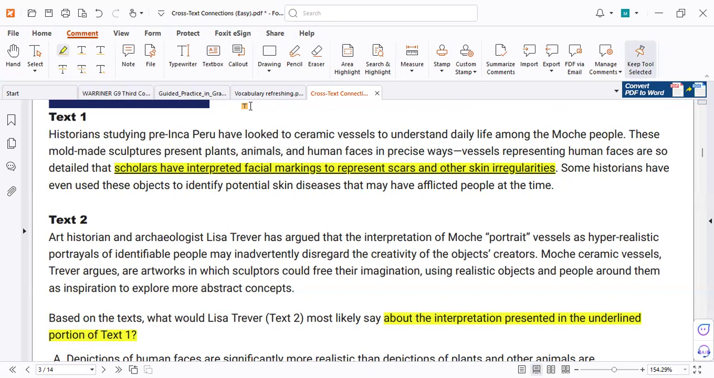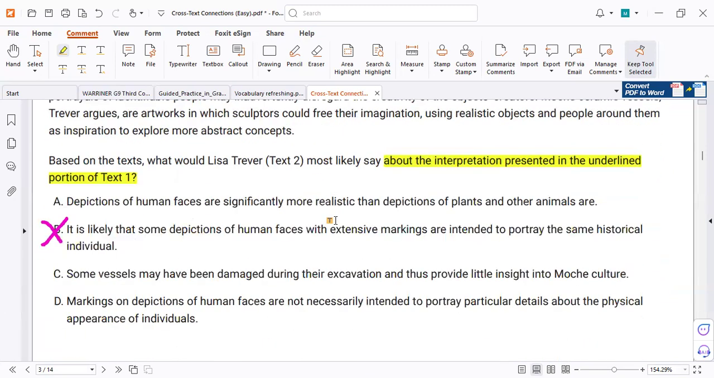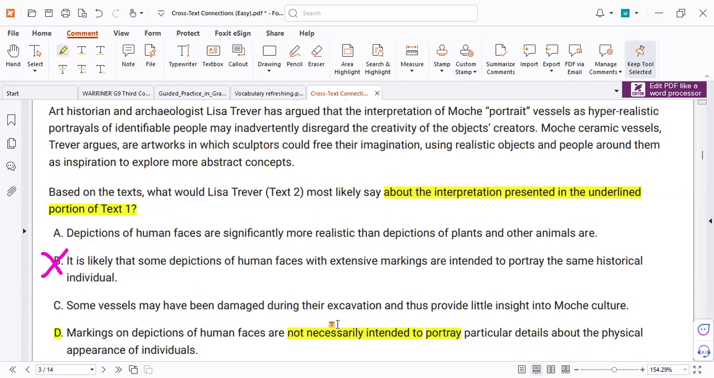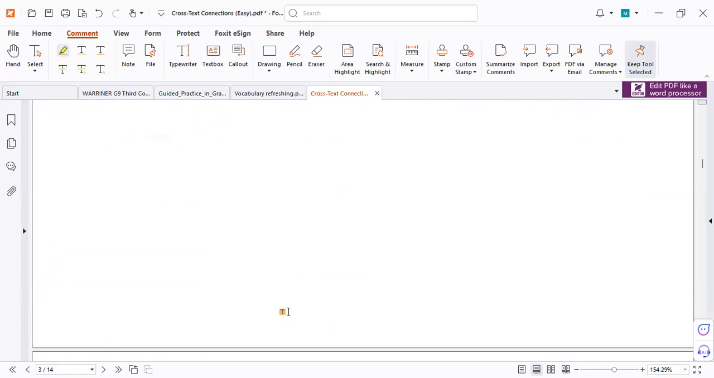Is the last answer. Now you did it, yes. It's letter D. As I mentioned, are not necessarily intended to portray. That is correct. Okay, what next?